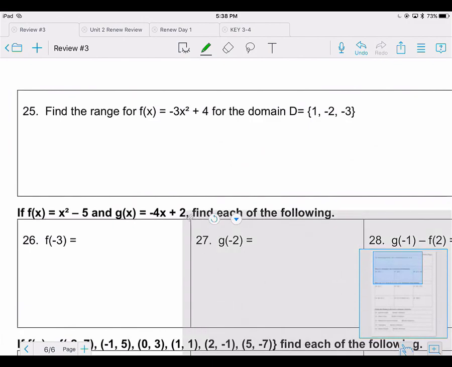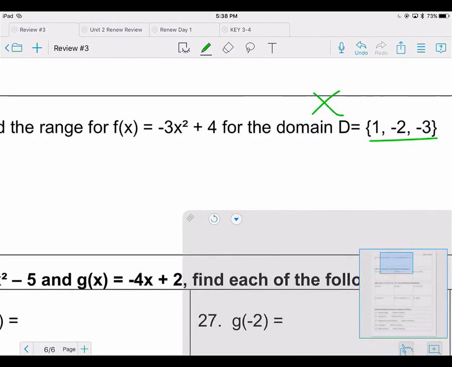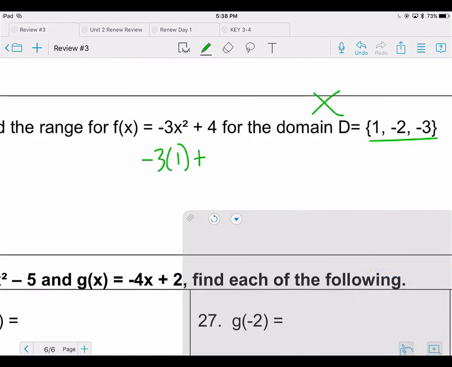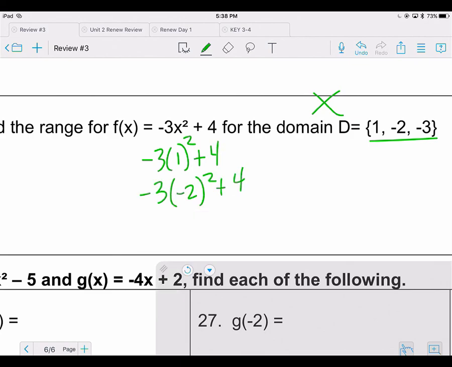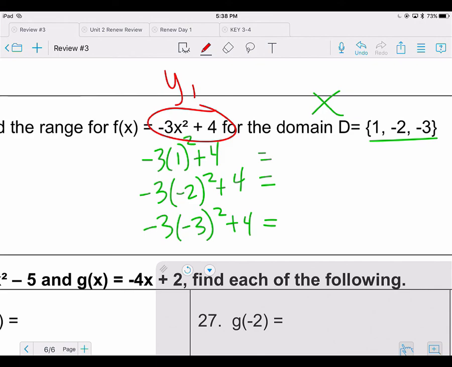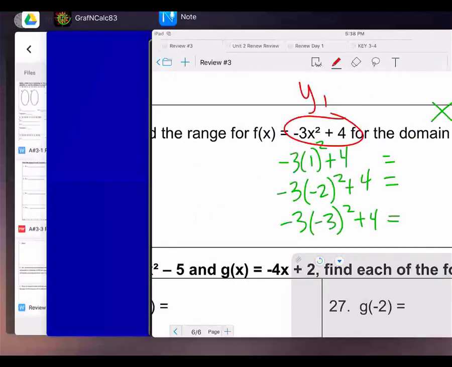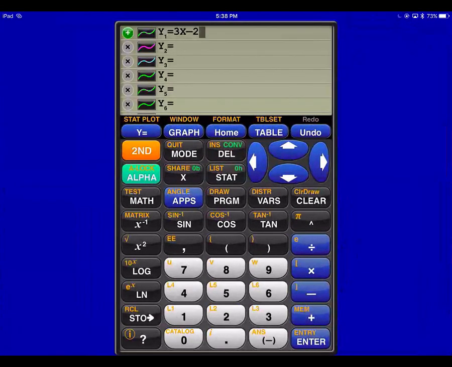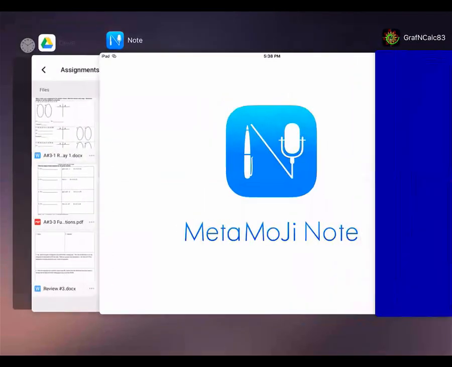Problem 25 asks us to find the range for this. So remember, my domain is my x values. So I'm going to replace x with 1. I'm going to replace x with negative 2. And I'm going to replace x with negative 3. And I can plug these in and find and solve. Also remember, you could plug this into y1 and use your table. I'm going to show you that method just to remind you. So in your graph, on your calculator, we have y equals, we want negative 3x squared, and then plus 4.